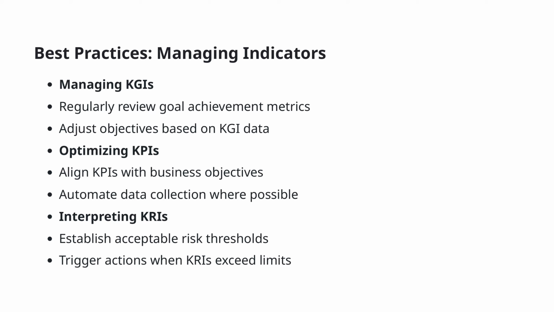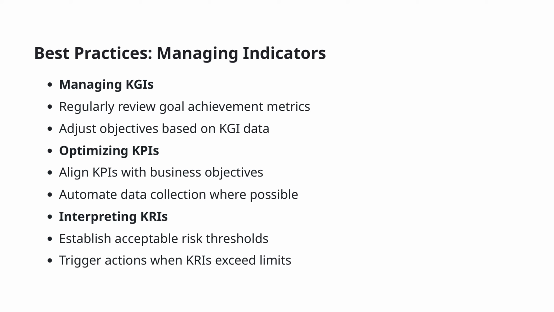On this slide, we will discuss best practices for managing indicators, focusing on key goal indicators, KGIs, key performance indicators, KPIs, and key risk indicators, KRIs. First, when managing KGIs, it's crucial to regularly review your goal achievement metrics. This involves consistently assessing whether you're on track to meet your high-level strategic goals. Based on this ongoing review, you should be prepared to adjust your objectives to better align with the data provided by your KGIs.